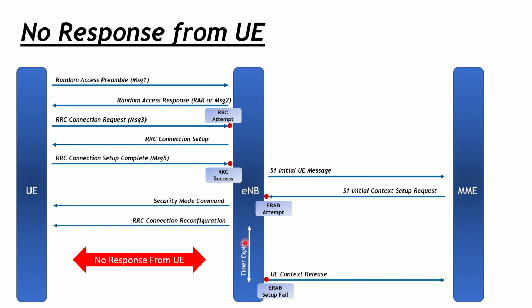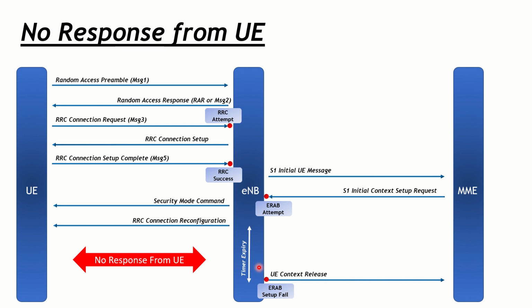So a timer on the core or on the eNode B expires, and it sends the UE context release to the MME, and at this time we also have an ERAB setup fail. Now, what can cause this scenario? One possibility is that the UE has gone into bad coverage, such that the uplink is not reaching the eNode B anymore.